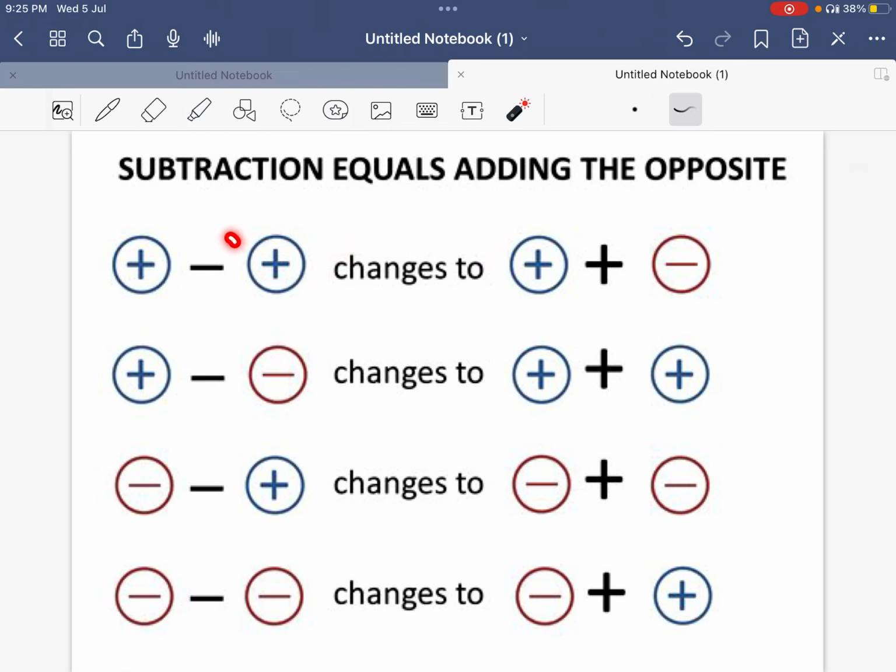Because of this minus sign, sign inversion takes place. That we have to keep in mind, and this is very, very important. So initially let's look into that: plus minus of plus. Clear? See, both the numbers are positive, and here we are taking the subtraction of these two numbers.